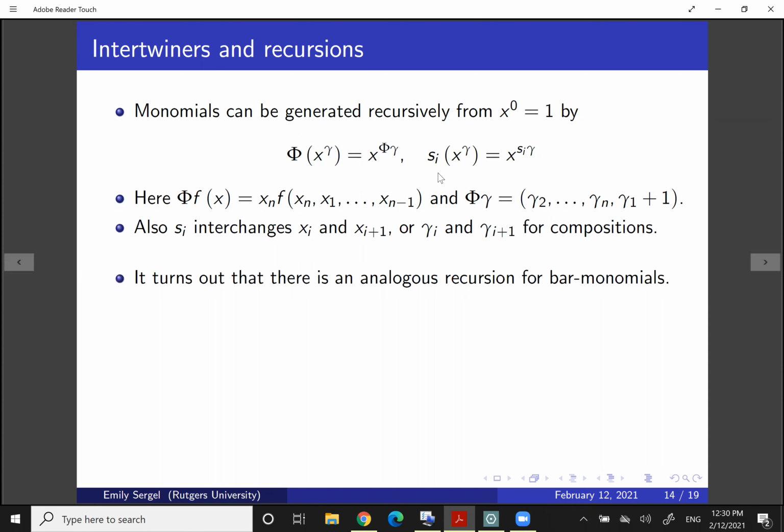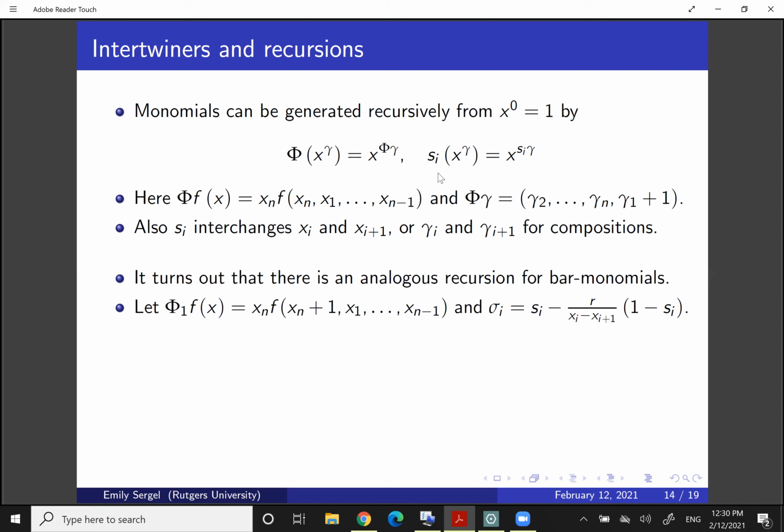So when we try to go to bar monomials, we get analogous recursions. So there's this phi1 operator, which does almost the same thing, except there's this non-homogeneous aspect to it. So when I twist around the variables, I also add one here. And that's going to create lower degree terms. It's not going to affect my top degree, but it's going to affect the lower degrees.